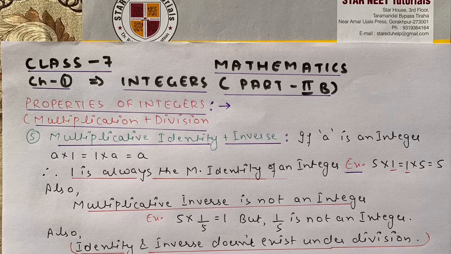You can see an example: 5 into 1 is equal to 5. Or suppose minus 3 is there, you multiply it by 1, so you will get minus 3. You are getting the same integer. So multiplicative identity is always 1.